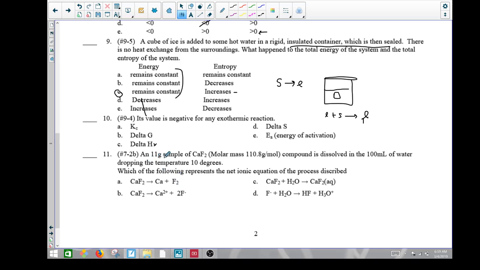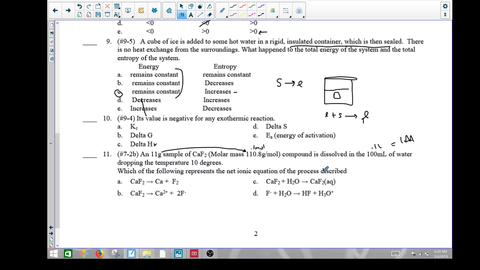Alright, 11 grams of this stuff. Whenever I see that, a few things you might want to note: that's about 0.1 moles, roughly. The compound is dissolved in 100 milliliters of water, so that's 0.1 liters. Just a side note, that means we have 1 mole per liter. Dropping 10 degrees. Which of the following represents the net ionic equation dissolved?